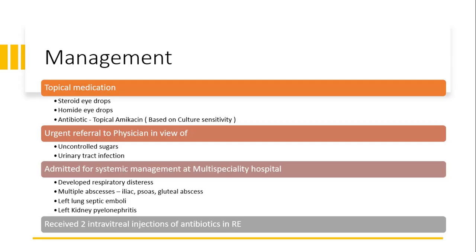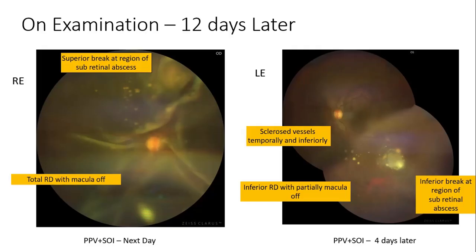The left eye was not injected because it was the better seeing eye and the patient was reluctant. Also, whenever he was a little stable and they moved him to the OT to give the right eye intravitreal, he would become unstable and something else would develop. So the left eye was never injected. Eventually, he came back to us 12 days later, and now he had developed a break at the site where the abscess was initially, and had a total detachment in the right eye.